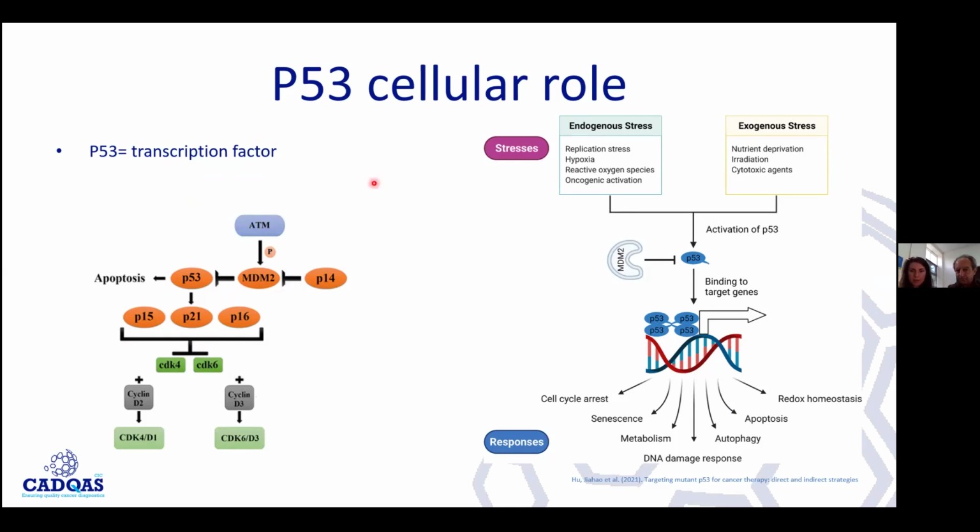But what P53 does is becomes a tetramer and it binds DNA and induces the transcription of other proteins, other genes that do all this, basically arrest the cell cycle, lead to apoptosis, to senescence. So basically it regulates the cell response or the normal mitotic activity in stress conditions, including whether they're inflammatory, induced by radiation or other factors.